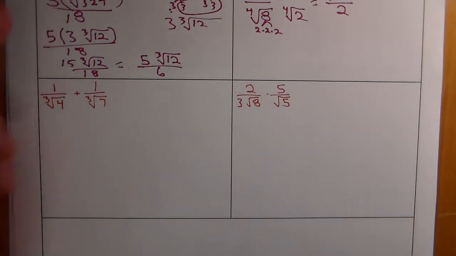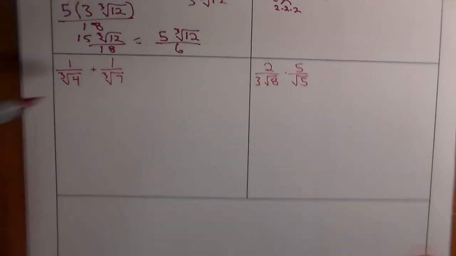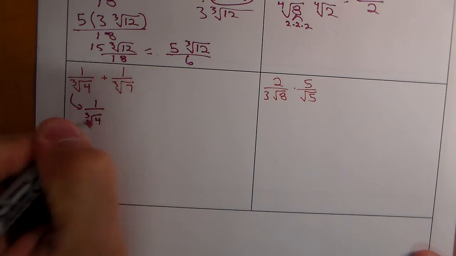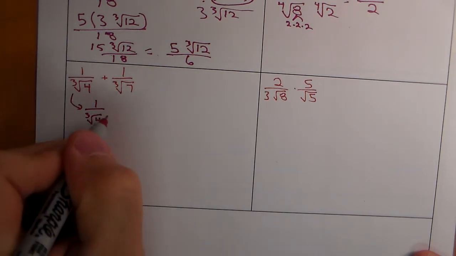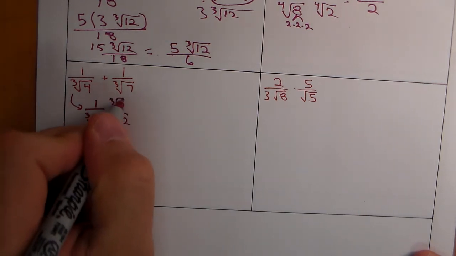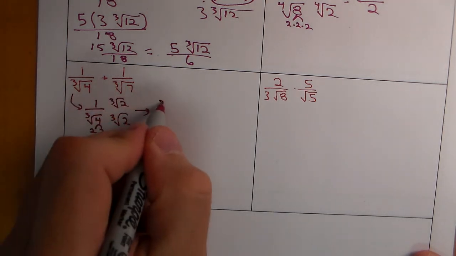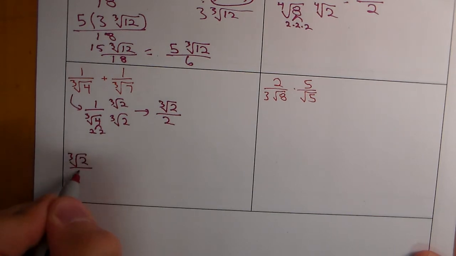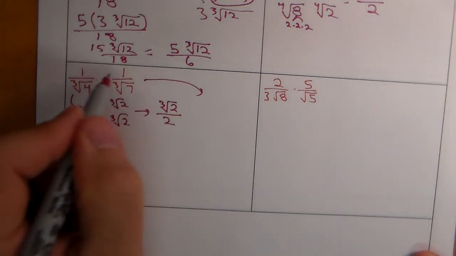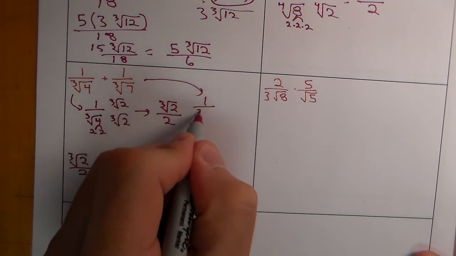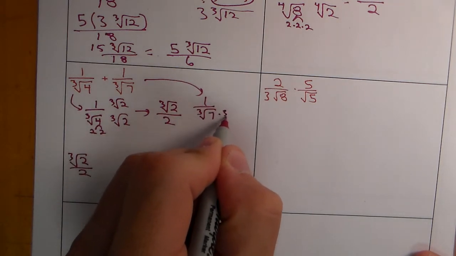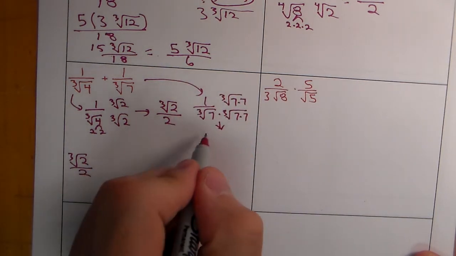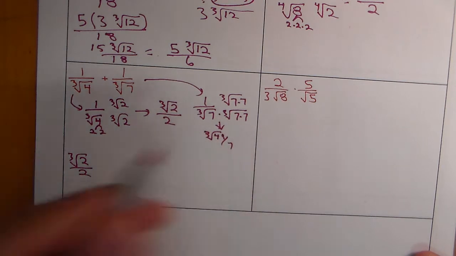Down here we have addition again, kind of like this problem up here. We have to get them to be the same. If I look first at 1 over the cube root of 4, that is 2 2's. So I'm going to multiply the top and the bottom by 1 more 2. And that gives me the cube root of 2 over 2. So let's bring that down. Now, 1 over the cube root of 7, I'm going to multiply the top and the bottom by 2 more 7's to create a set of 7's. And that's going to become the cube root of 49 over 7.